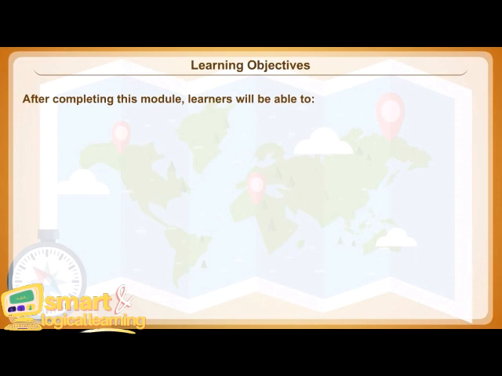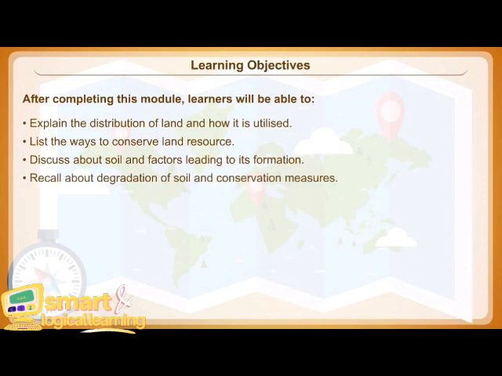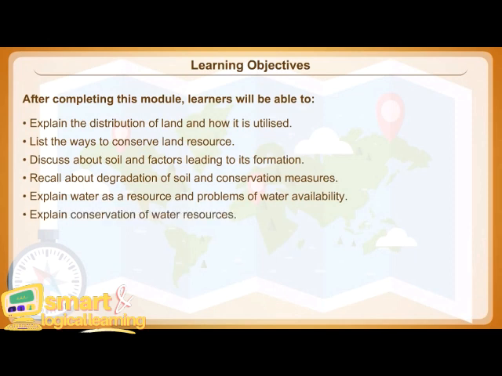Learning objectives. After completing this module, learners will be able to explain the distribution of land and how it is utilized, list the ways to conserve land resource, discuss soil and factors leading to its formation, recall degradation of soil and conservation measures, explain water as a resource and problems of water availability, explain conservation of water resources, explain natural vegetation and wildlife, its distribution and conservation.